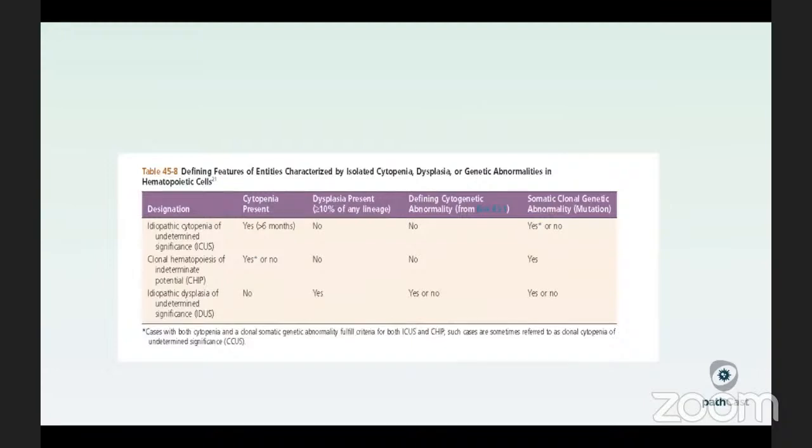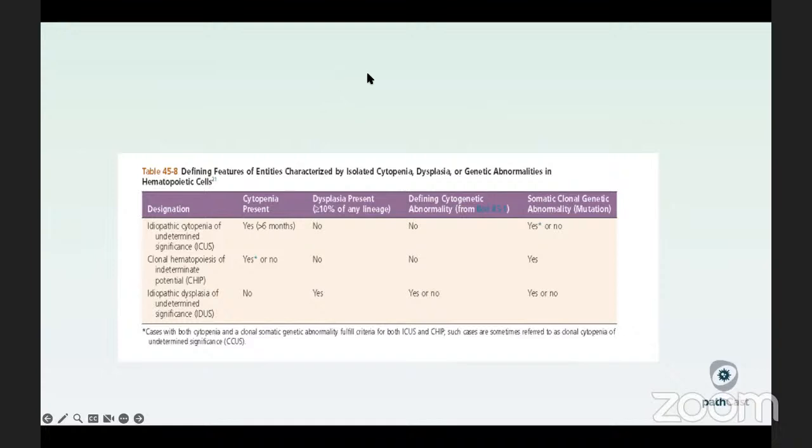There are some categories we also need to be familiar with, like idiopathic cytopenia of undetermined significance, or ICUS. So we have cytopenia definitely, and we might have some clonal or genetic abnormality, but we don't have dysplasia, or we do not have a defining cytogenetic abnormality, like the ones I discussed earlier, like monosomy 7 or monosomy 5. Also here, clonal hematopoiesis with undetermined significance or indeterminate potential.